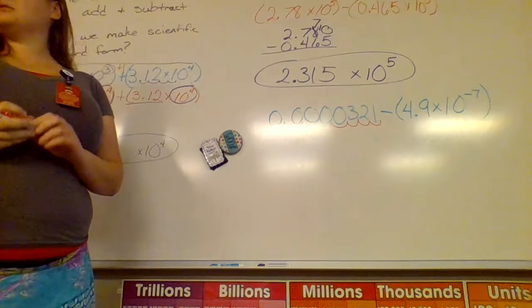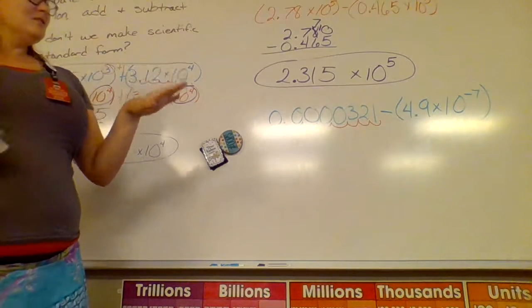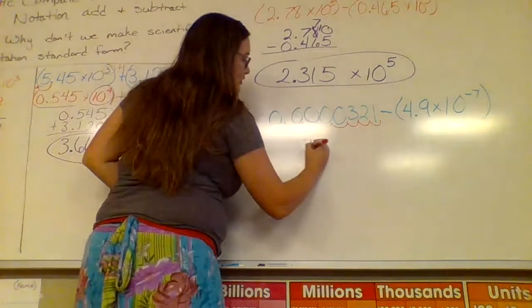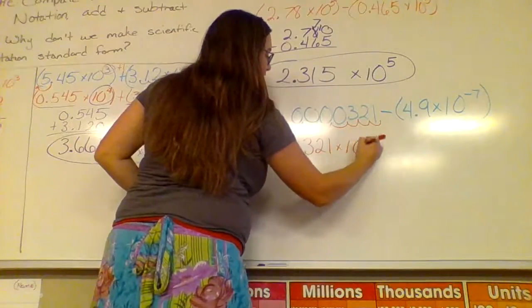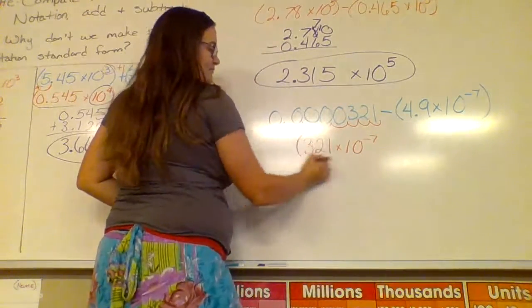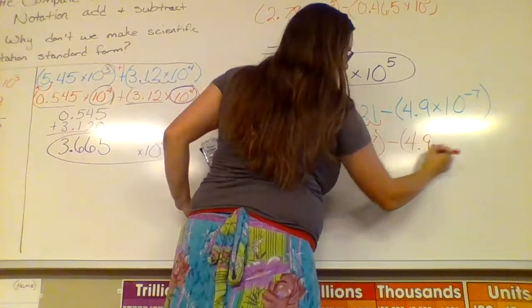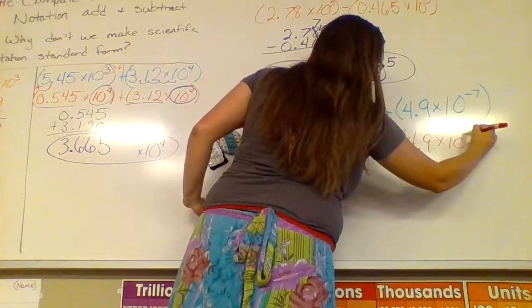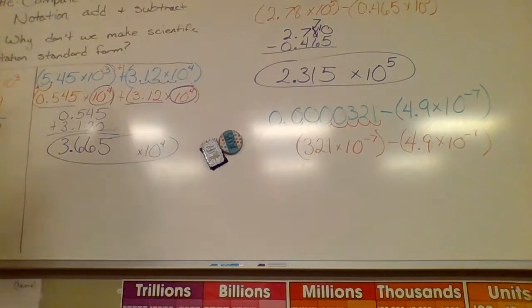There's actually 2 ways to solve this. I'll go this way first. You do understand it. It's a great method. So now we have 321 times 10 to the -7, all minus 4 9/10 times 10 to the -7. Discuss. What's your next step?